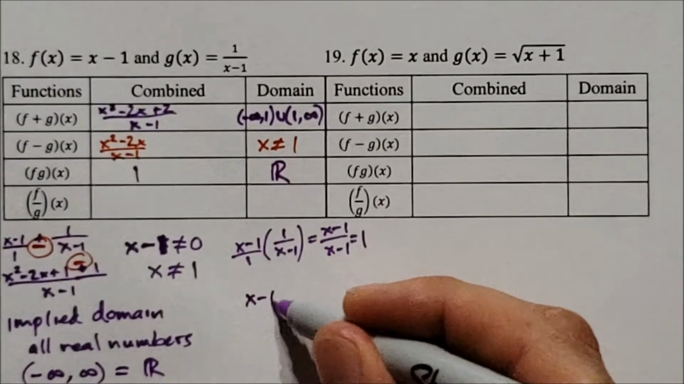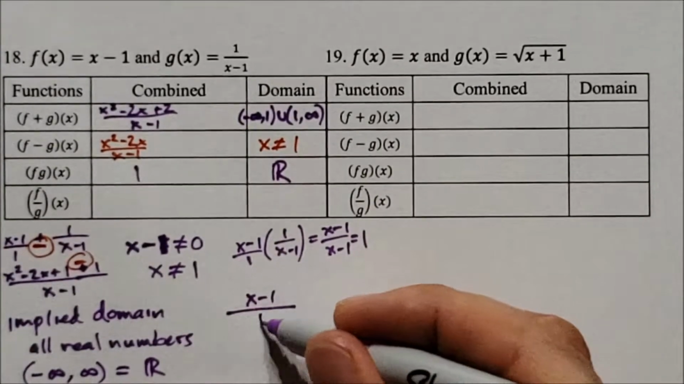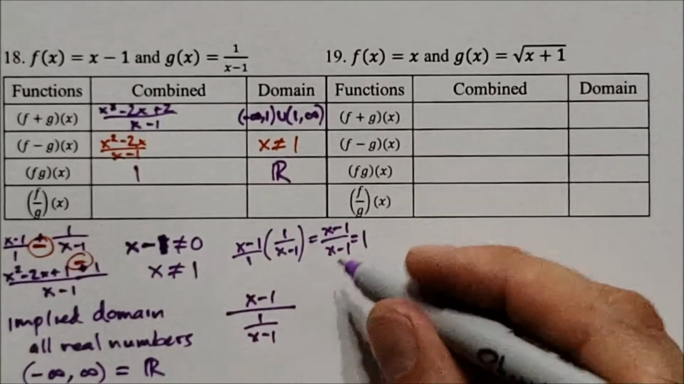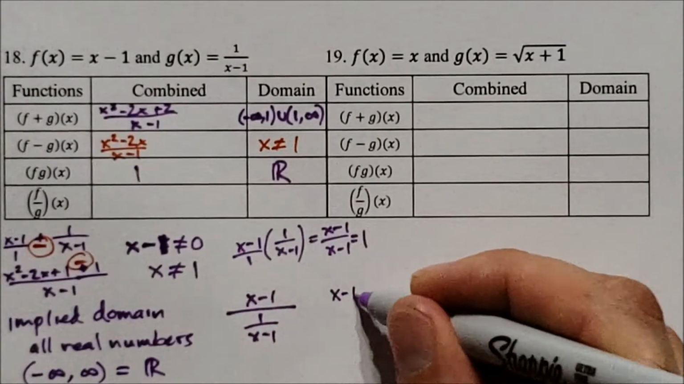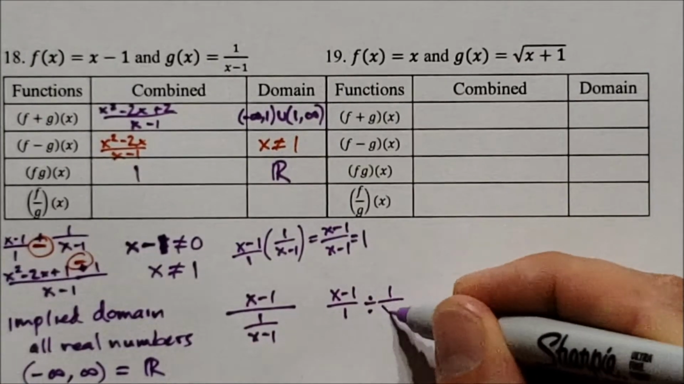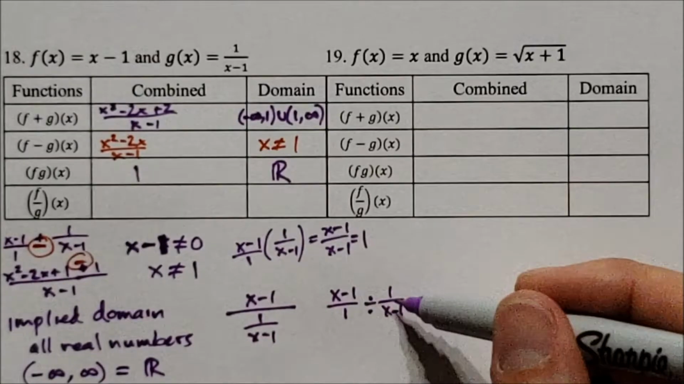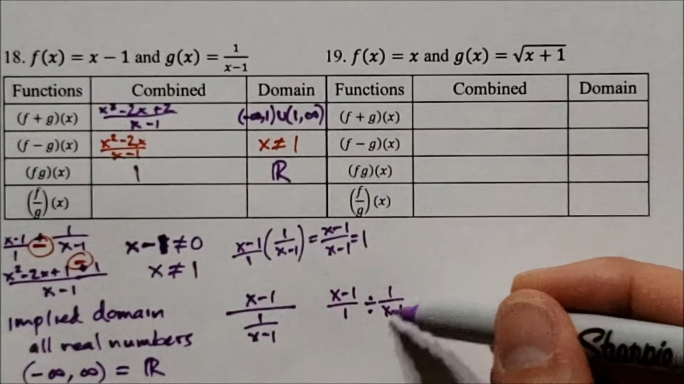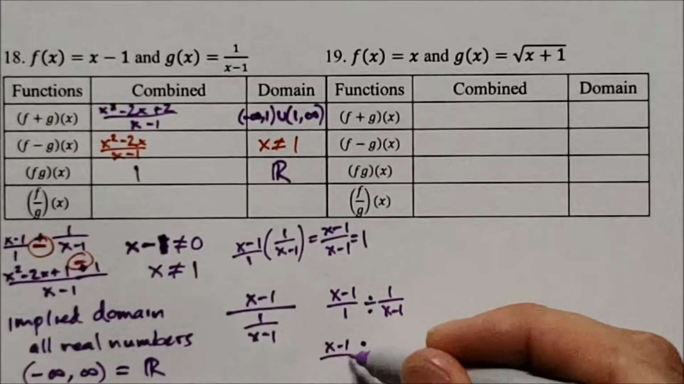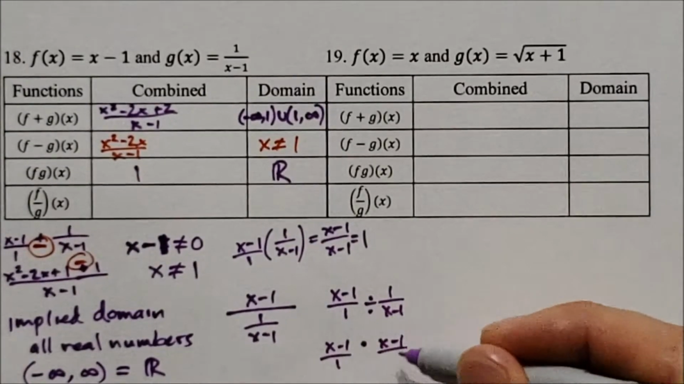We have (x − 1) divided by 1/(x − 1). Well, I don't like dividing fractions like this, so I'm going to rewrite this as x − 1 as a fraction divided by 1/(x − 1). I know that when I divide fractions, I'm going to multiply by the reciprocal. So I have x − 1 times (x − 1)/1.